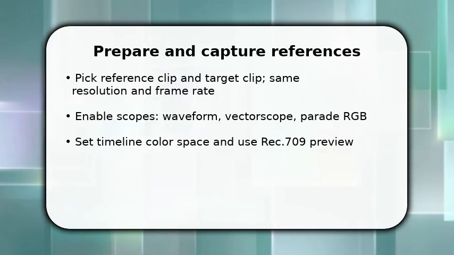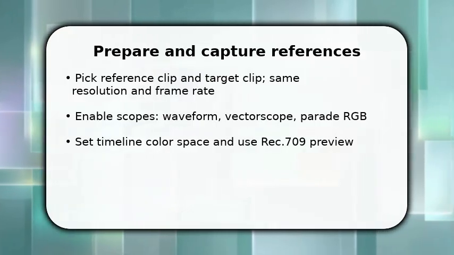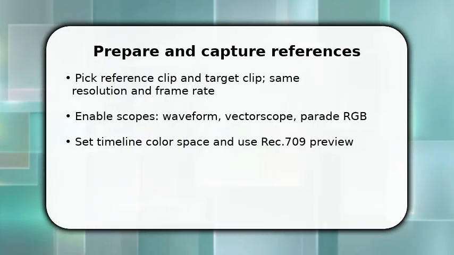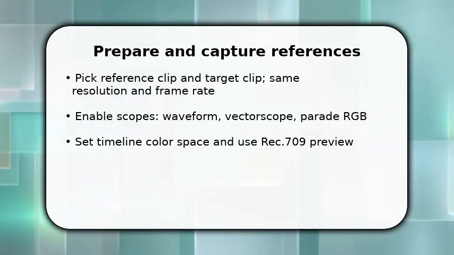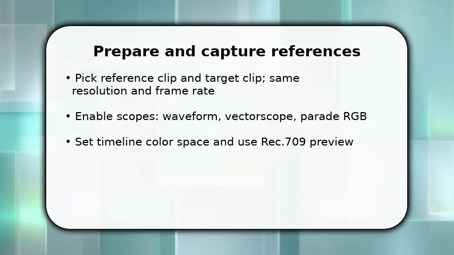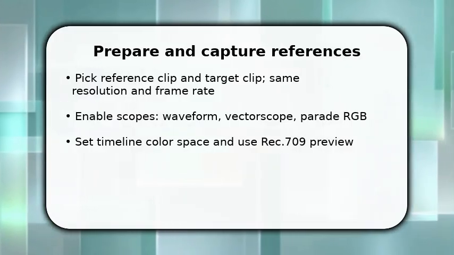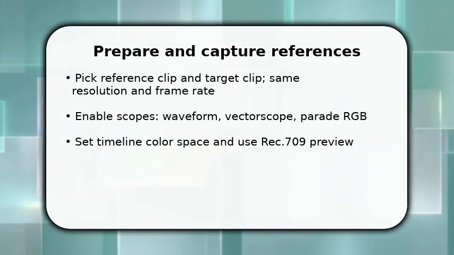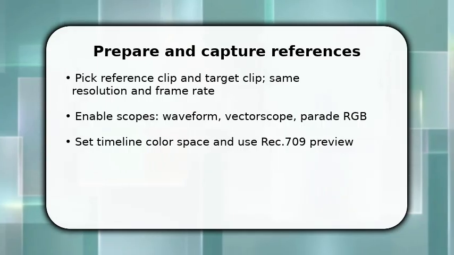You start by choosing a clear reference clip and the target clip you need to match. Open DaVinci Resolve and set the timeline color space to Rec. 709 or the project standard. This avoids mismatches later. Once done, enable scopes, waveform, parade RGB, and vector scope to give you objective data.